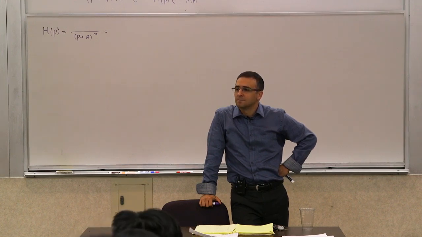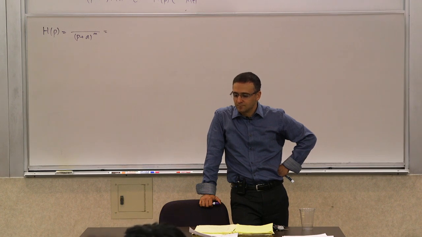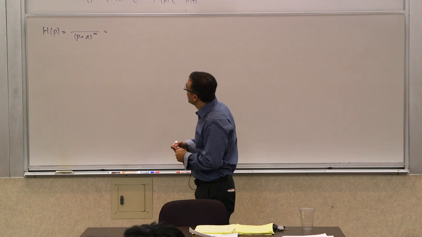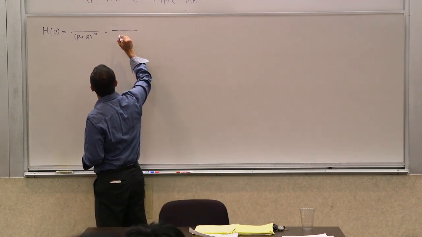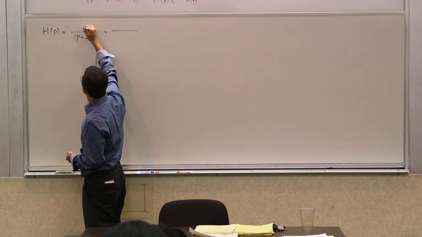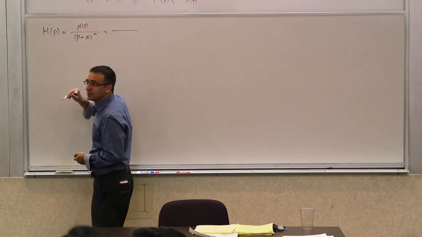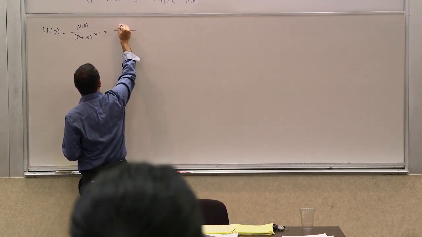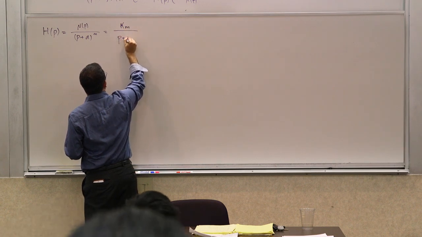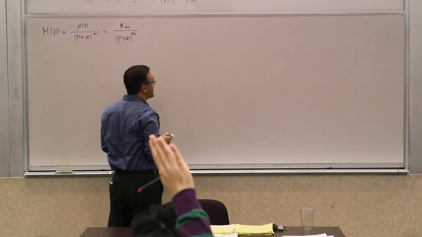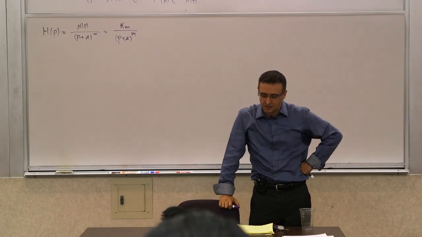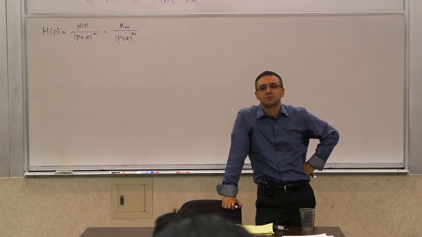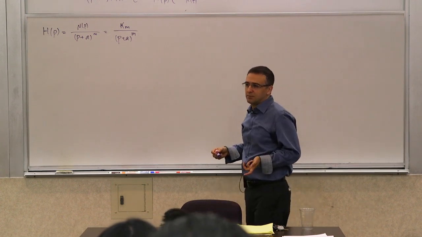Yes? M times something over P plus A, times something. So is that sufficient? If I want to write it as a partial fraction expansion, and I have some n of P in the numerator, would it be sufficient to have some, let's say, K m over P plus A to the m? Can you express it this way? No, obviously not, right? What else do you need? Yeah? You need to have all the powers of P plus A. Exactly.